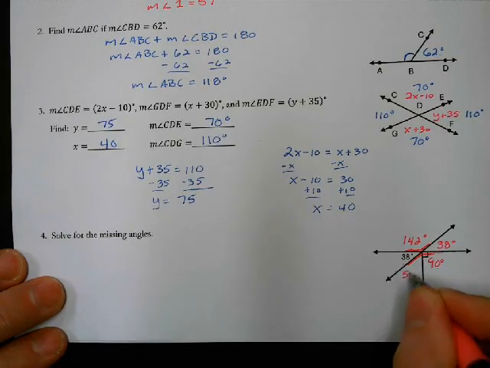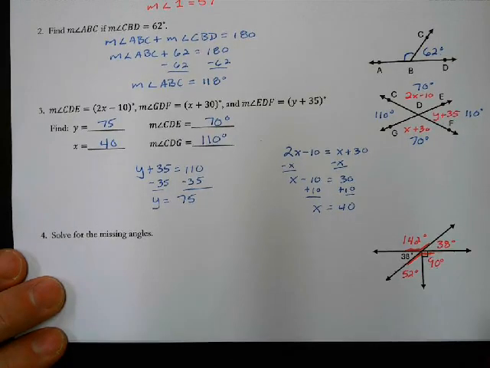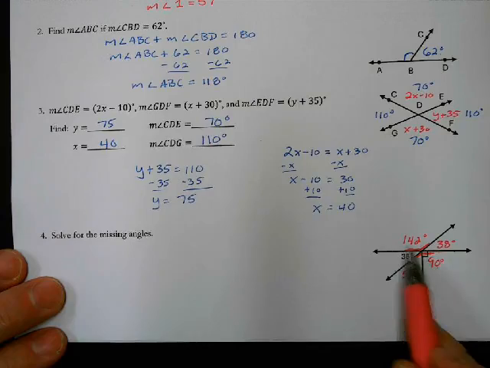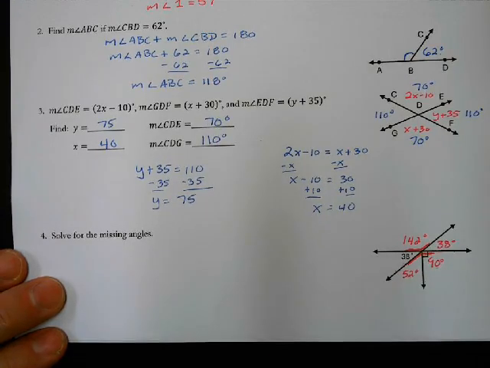There's a lot of different ways we could do it. We could do 90 plus this plus 38 equals 180. I can look at the vertical angles here and say that this angle is 142, therefore these two angles together have to be 142. So I can subtract 90 from 142 and get 52 there. There's all of our angles.